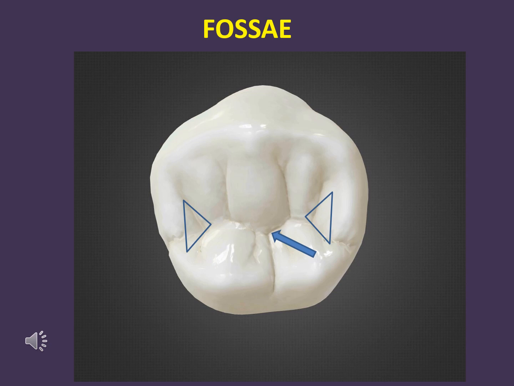You'll see two triangular fossae. The one on the mesial side, just before the mesial marginal ridge, is the mesial triangular fossa, and the one present on the distal side is the distal triangular fossa. I have made triangular markings for the triangular fossae.